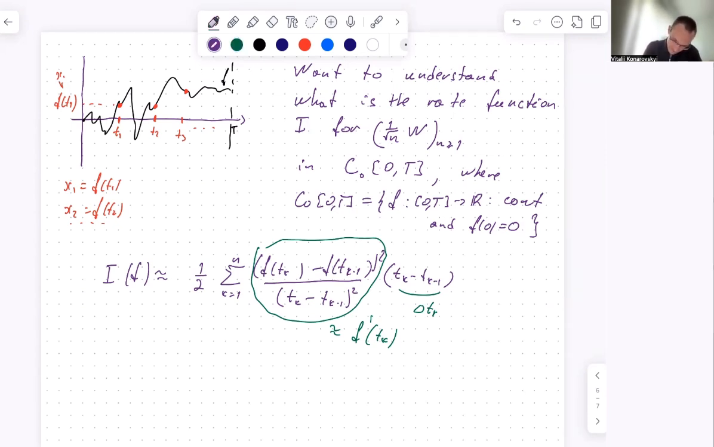So from that, you should expect that your rate function for the large deviation principle for Brownian motion has the following form: 1 over 2 the integral from 0 to t of f prime of t squared dt.